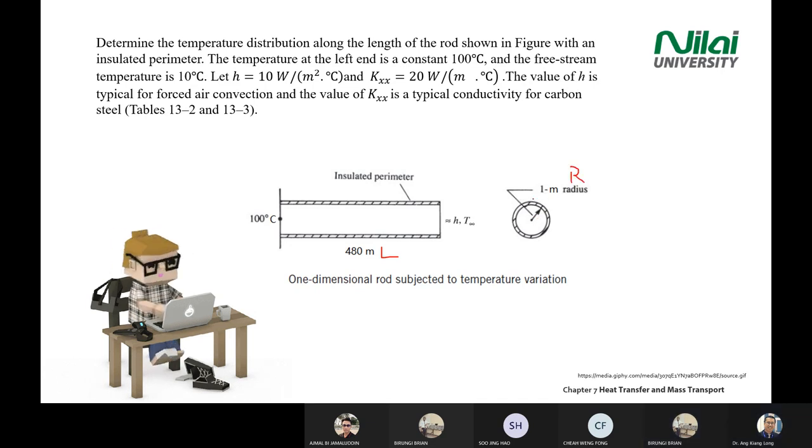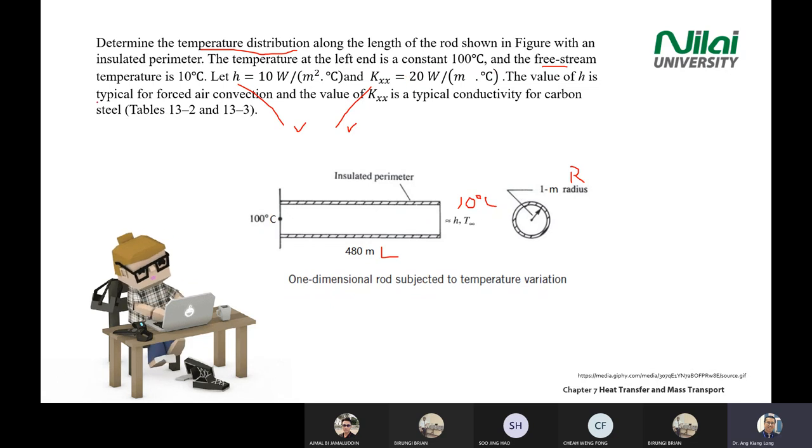You're given the R. Okay, so look at the statement of the problem. It asks you to determine the temperature distribution along the length of the rod. Temperature at the left is 100 degrees C, and the free stream temperature is 10 degrees C. So what is meant by free stream? Free stream is here, at the end, it is 10 degrees C. So you can see that the temperature is dropping from 100 degrees C to 10 degrees C. So there will be something happening inside this rod here. You're given the value of H equal to this one. You're given the KXX value.